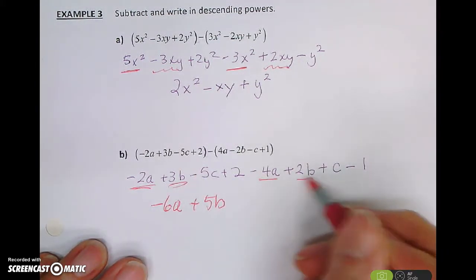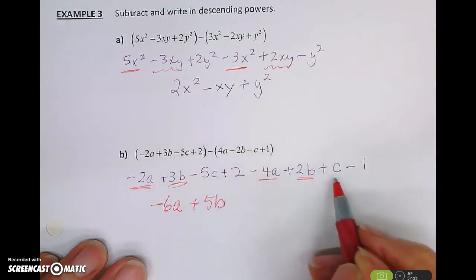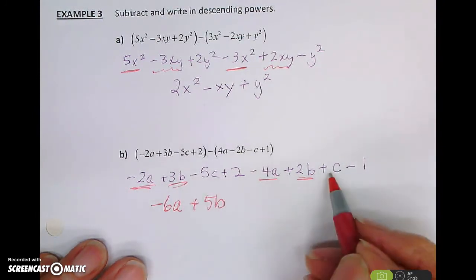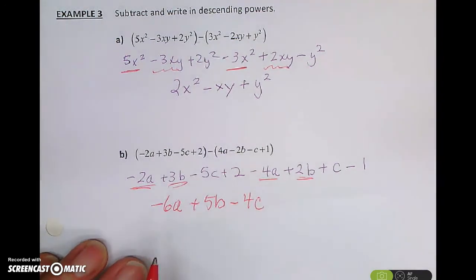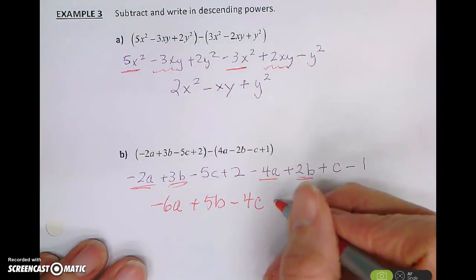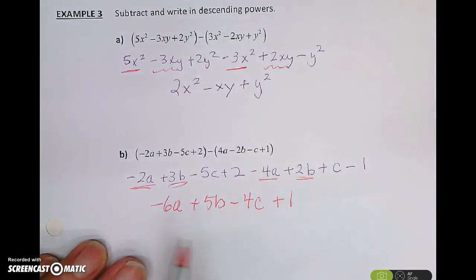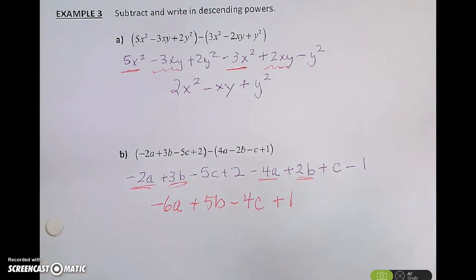So we've done that. And then I have a negative 5c and a plus c. So negative 5 plus 1 is going to be negative 4c. And then 2 minus 1 is a positive 1. And now, because we have all different variables, we can't put it in descending order. So we'll leave it the way it is as A, B, C, constant. And I believe that's the end.